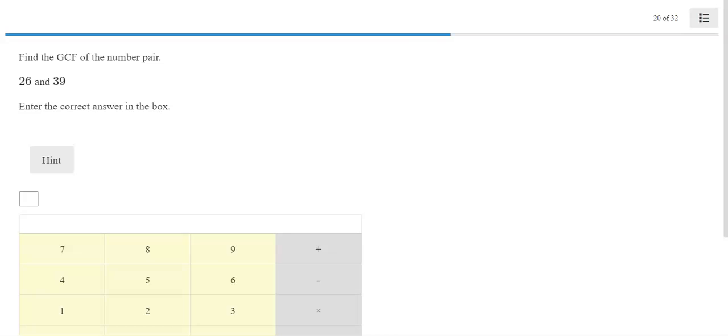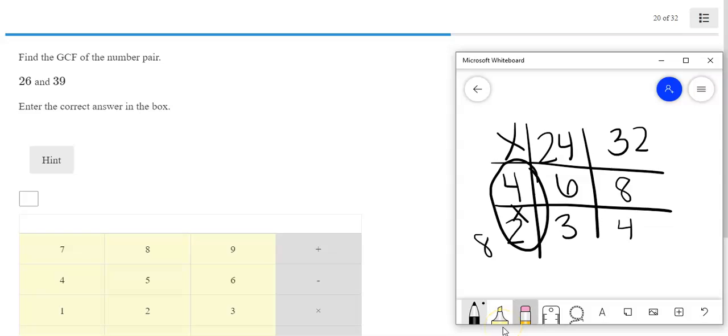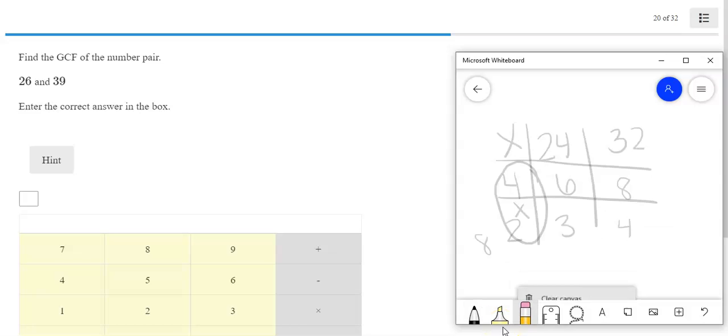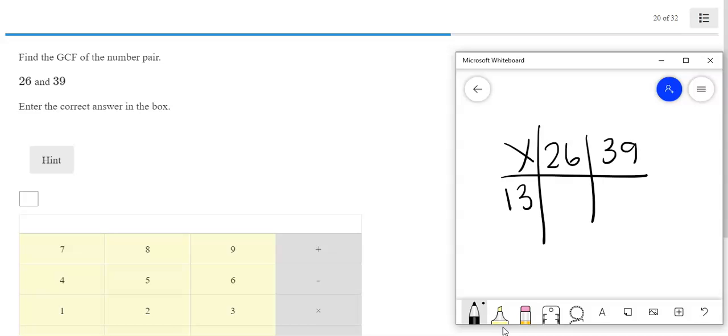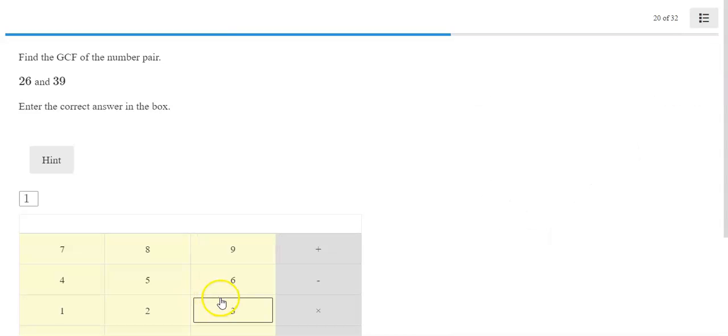Okay, find the GCF of the number pair 26 and 39. Some of us may struggle on this one, but for 26 and 39, 13 times 2 is 26, and 13 times 3 is 39. So your answer is 13.